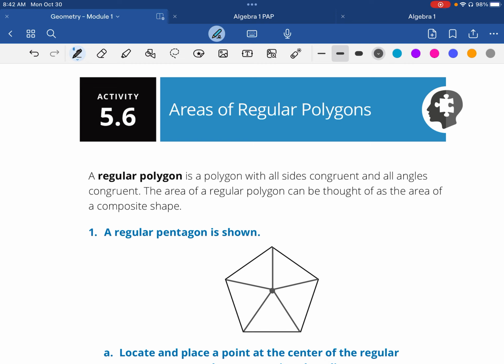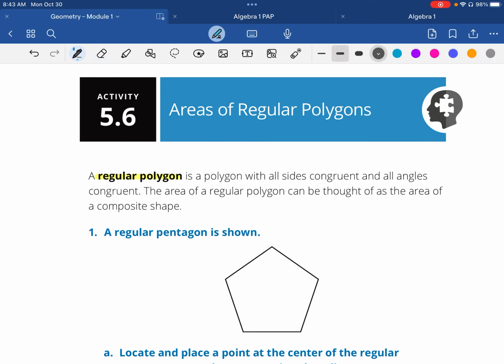Let's go ahead and get started with areas of regular polygons. Hold on a second. My stylus has turned off. All right. A regular polygon is a polygon with all sides congruent and all angles congruent. The area of a regular polygon can be thought of as the area of a composite shape.